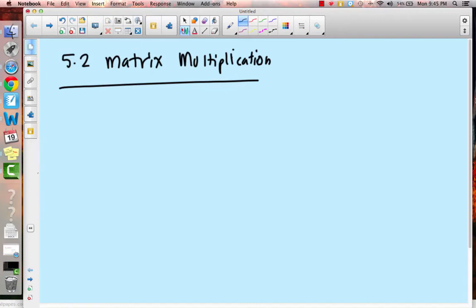Hey everyone, we're going to talk about matrix multiplication today. So hopefully you remember the basics of a matrix and how they're set up, because it's going to be vital in order to multiply matrices today. What you do want to remember from the last section is how a matrix is set up. Remember that it's all made up of rows and columns.